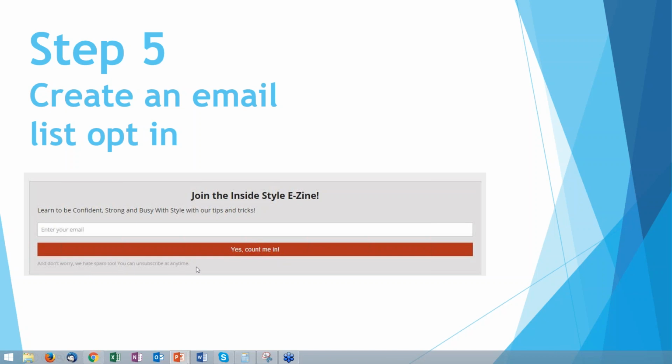You always want to have those settings in there. But this is what you do. Once you have a customer, invite them to stay on your list, to stay getting information from you. And to do that, you want to offer them something. In this case, all she's offering is tips and tricks on her e-zine.